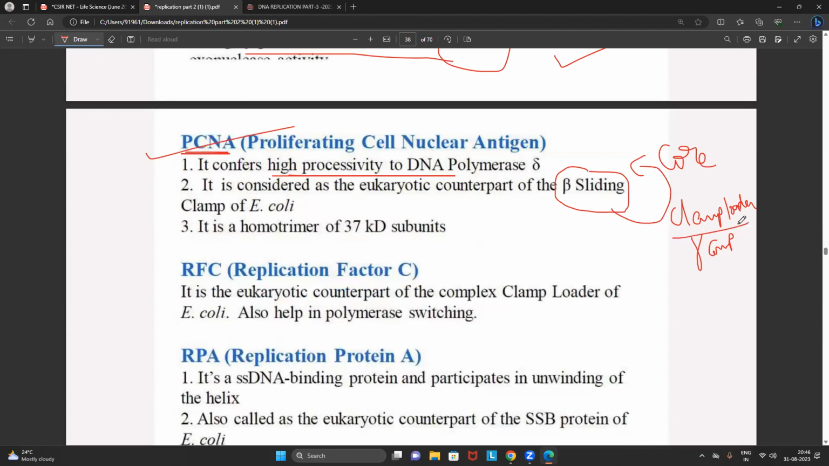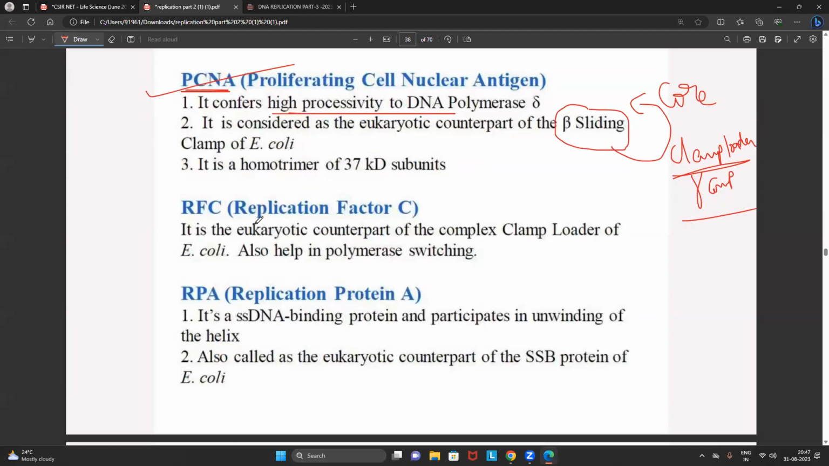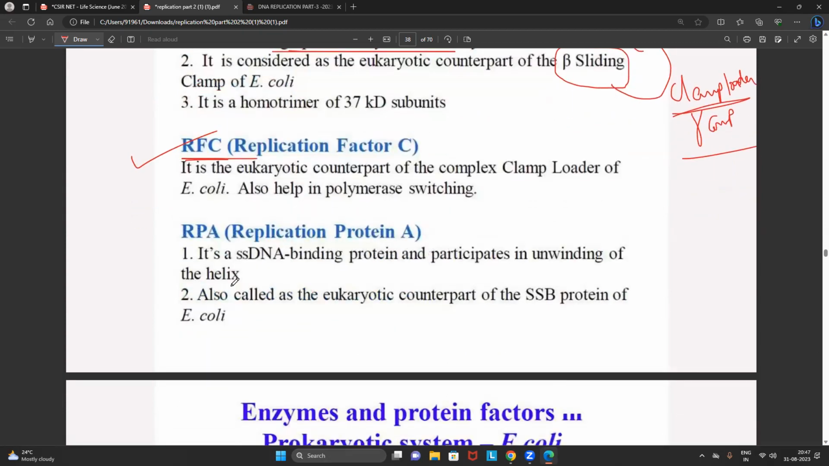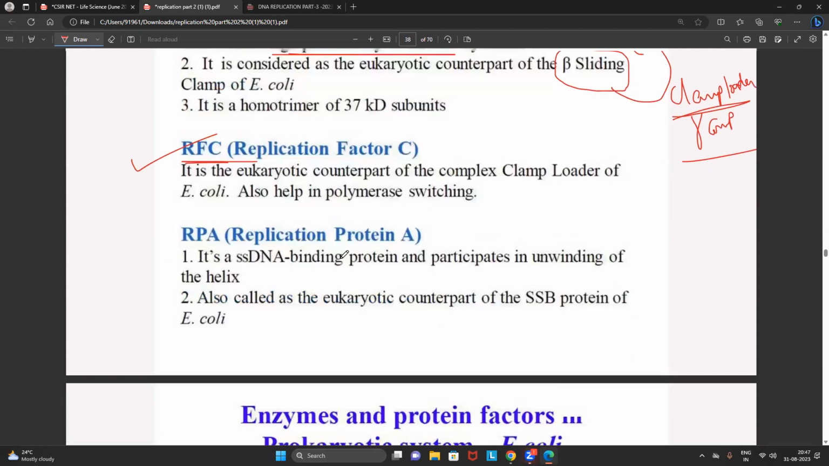Now you tell me, what is the name of the clamp loader or the gamma complex in eukaryotes? We call it RFC, replication factor C. Never ever get confused with that particular point. Then the next one, very important one, friends.